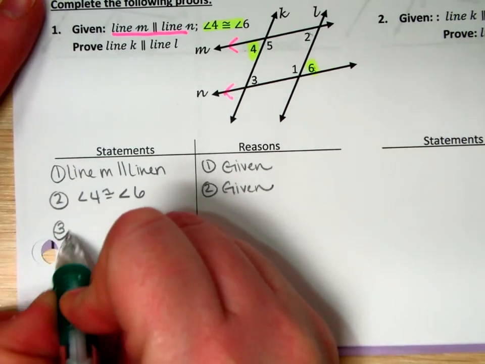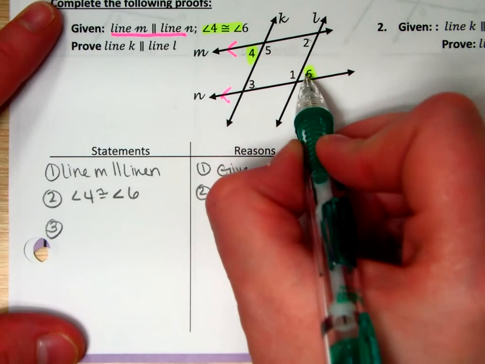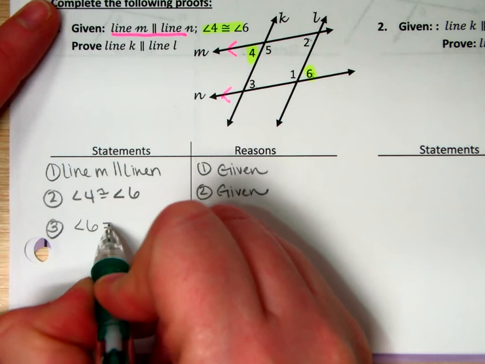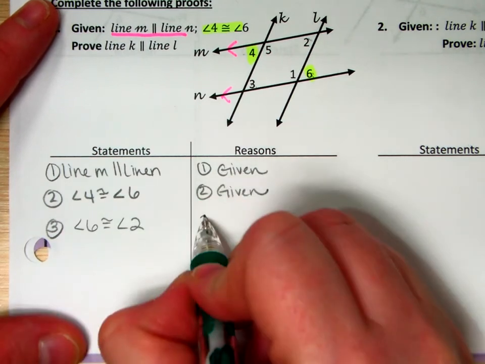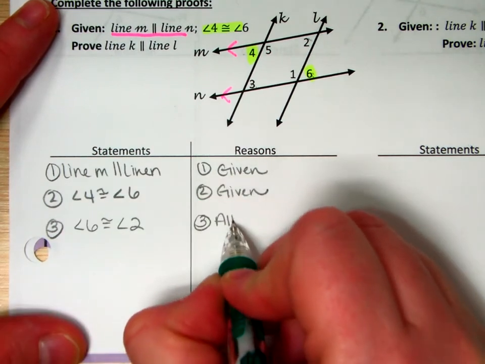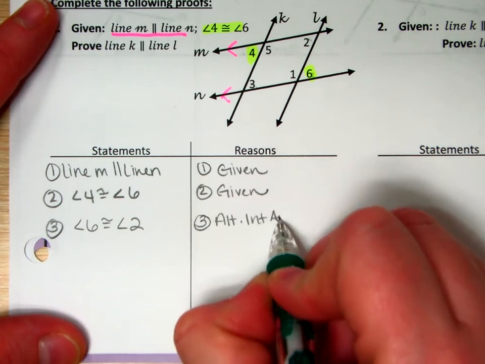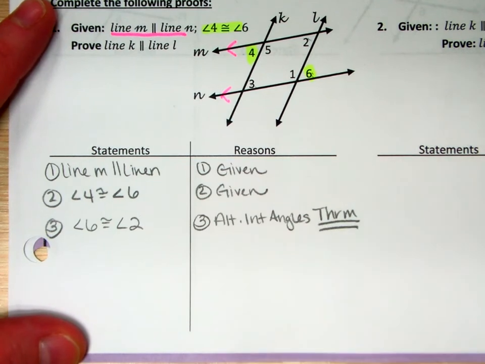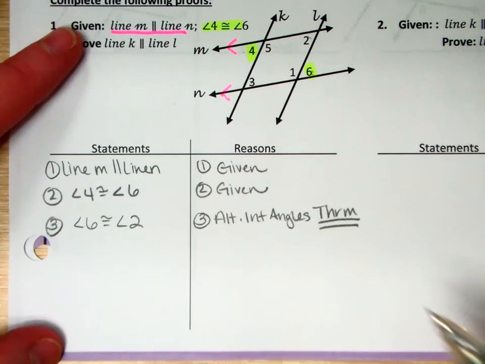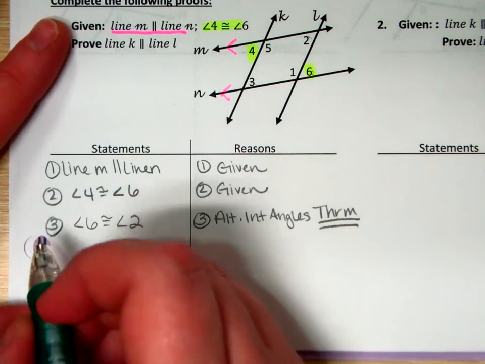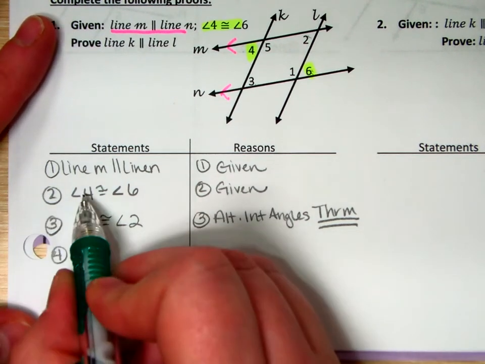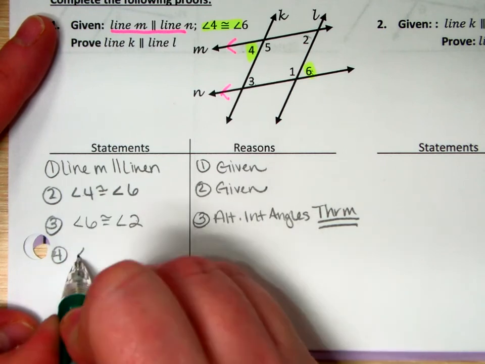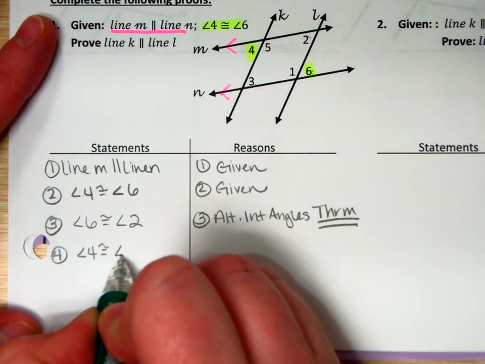So, 3, I'm going to choose to go 6 to 2, because I really want to use angle 6 to 2. Angle 6 is congruent to angle 2. This is the alternate interior angles theorem. So important to have that, and here's the reason why. And then 4, I'm going to get 4 to 6, 6 to 2. 4 is congruent to 6, 6 is congruent to 2. I'm going to just say angle 4 is congruent to angle 2.